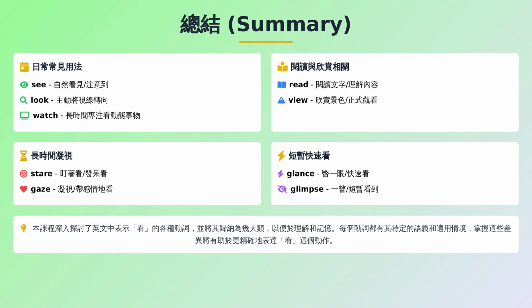This course explores the various verbs for seeing in English and organizes them into several categories for easier understanding and memorization. Each verb has its own specific meaning and context, and understanding these differences will help you express the action of seeing more precisely.